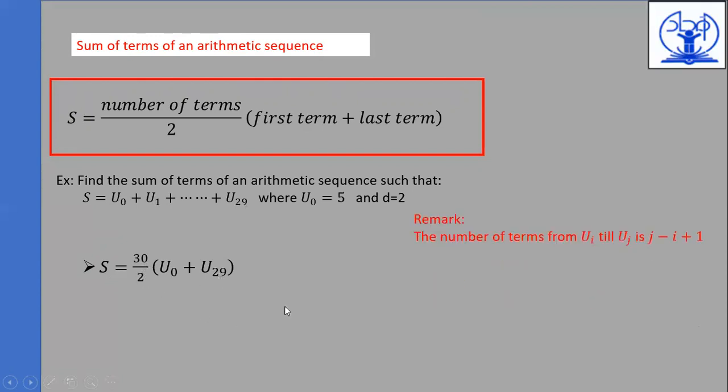U0 is given. Here we are giving you a remark. If you're starting with UI and ending up with UJ, if you want to know how many terms these are, it's enough to do J minus I plus 1.